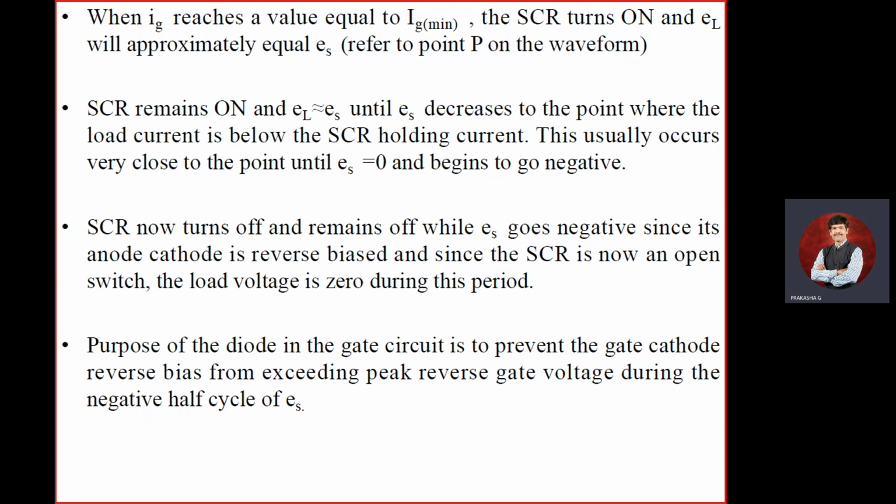I'm going to use the diode over there. If I don't use the diode, it is always on, so you cannot go for switch on and switch off. So a diode is added to the gate.